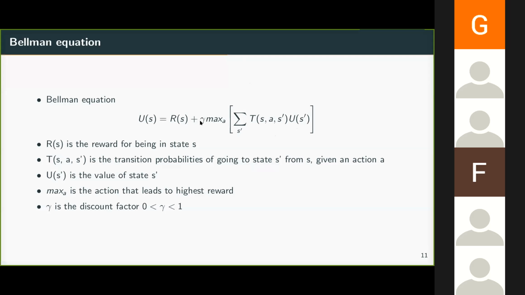And that I multiply with one discount factor because it is one step away. And the utility value of being in state S is R of S plus gamma into this. That is all we have to do. If you code for it properly, we are done with the RL training, not with the environment, but with the RL training. Then max of A is the max function, which will take the highest reward. Gamma is the discount factor between 0 and 1. This is all we know.